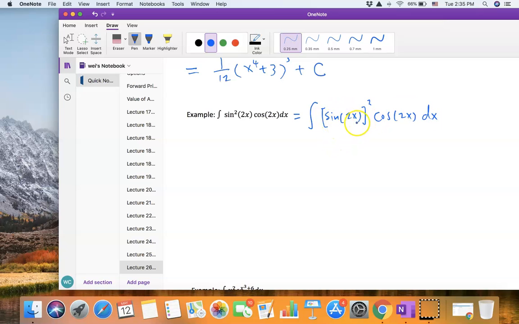Now this function is a squared, so I let u be sine of 2x. Now if u is sine of 2x, du over dx will be the derivative of this function, which is cosine of 2x multiplied by the derivative of the inner function, which is 2.